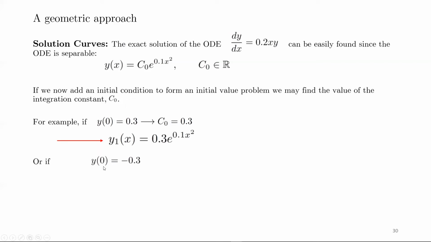Or for example, if we had a different initial condition, when x equals 0, y equals negative 0.3, then we'd also find that our integration constant in that solution to that ODE is negative 0.3. So we could form a second solution to the second initial value problem, which is negative 0.3 e to the 0.1 x squared. Okay, and so I can plot these two solutions to the two initial value problems on top of our direction field.